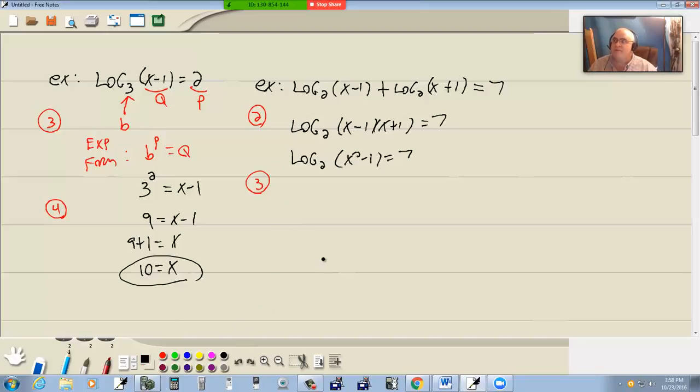Step 3, use definition of log to rewrite in exponent form. Remember, this is our b, whatever number is right here. This is our q, and the other side of the equals is our p. So our exponential form is b to the p is equal to q. B is 2, so 2 to the 7th power is equal to x squared minus 1. And then you work it down from there.